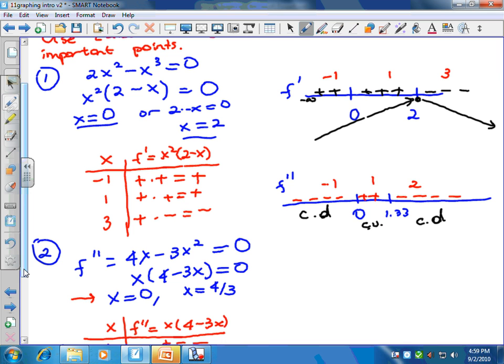Actually, we're pretty much ready to go to the graph. So I'm going to do a number line. I don't know the y coordinates, so I'm not even going to bother putting the y-axis. I will put the important points on here: 0. Here's the point 2. 1.33 is over here.